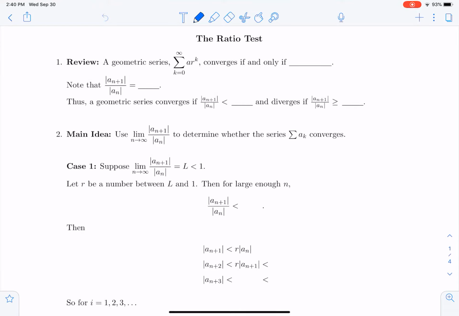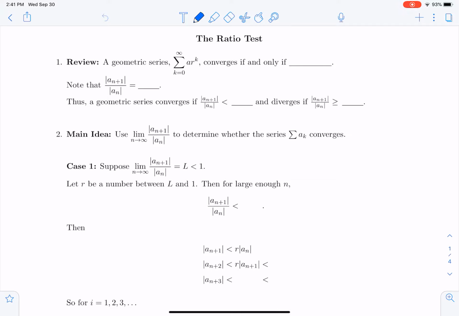We've now come to our last test for series convergence, and that test is called the ratio test. Now, this test is being presented last because when looking at various tests that you can use to show that a series converges, this is actually the last one that you should consider.